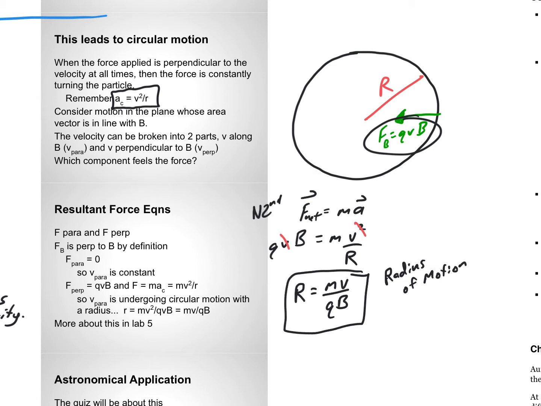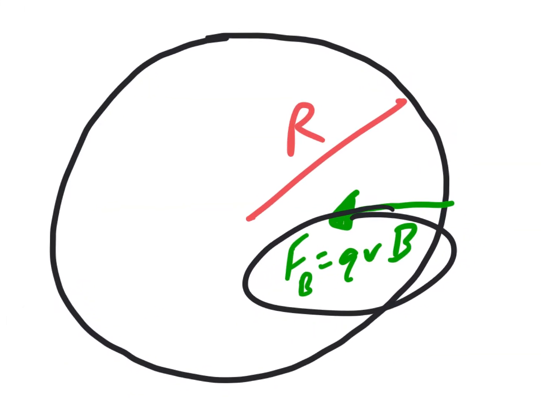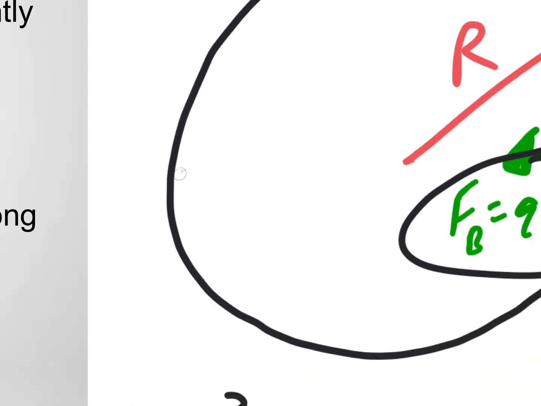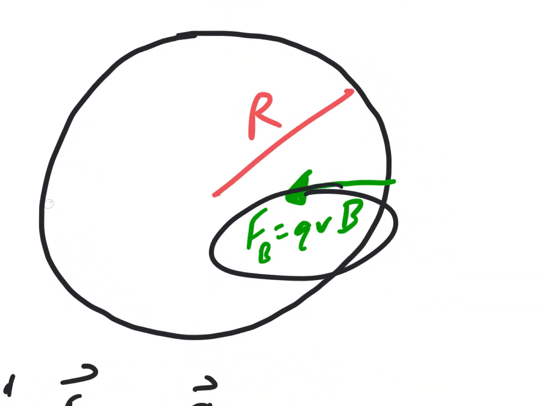So the radius of motion tells us just how big of a circle we're talking about. Okay. And you could have a radius of the circle like we have in this example right here, or you could have a much, much smaller radius if you had motion like this. Okay. So two different circles that are different sizes.